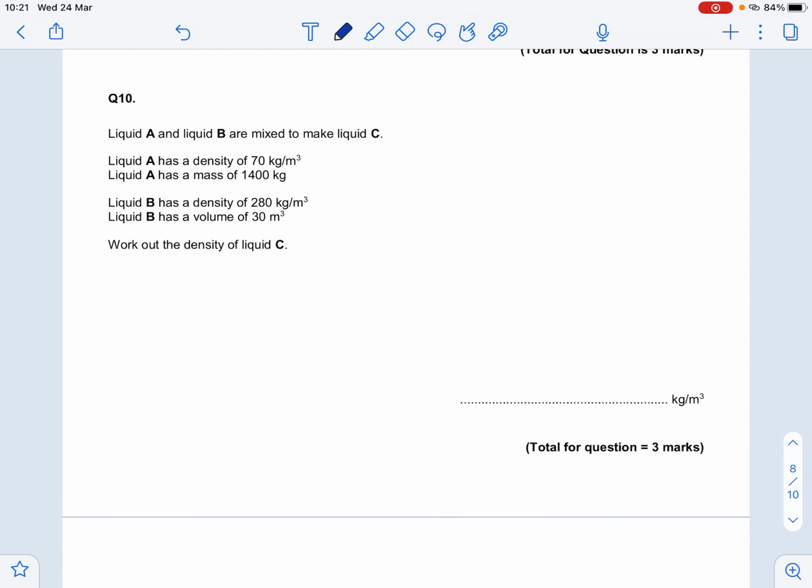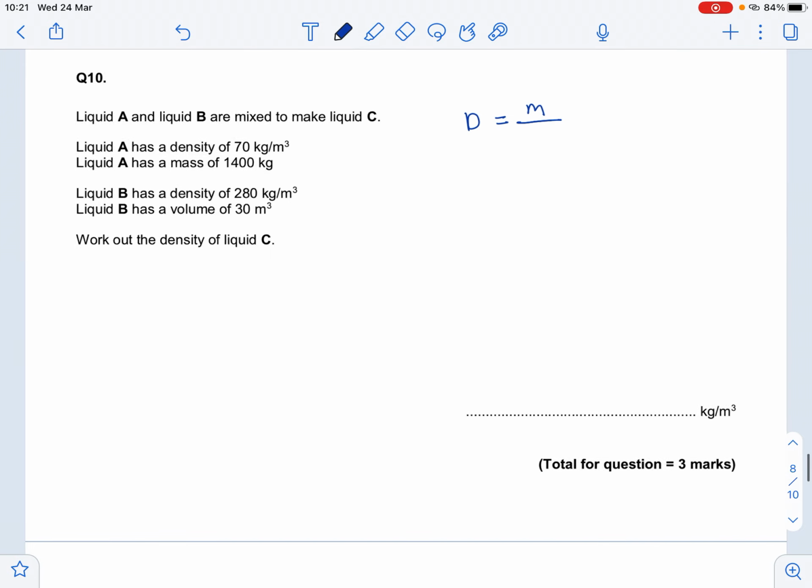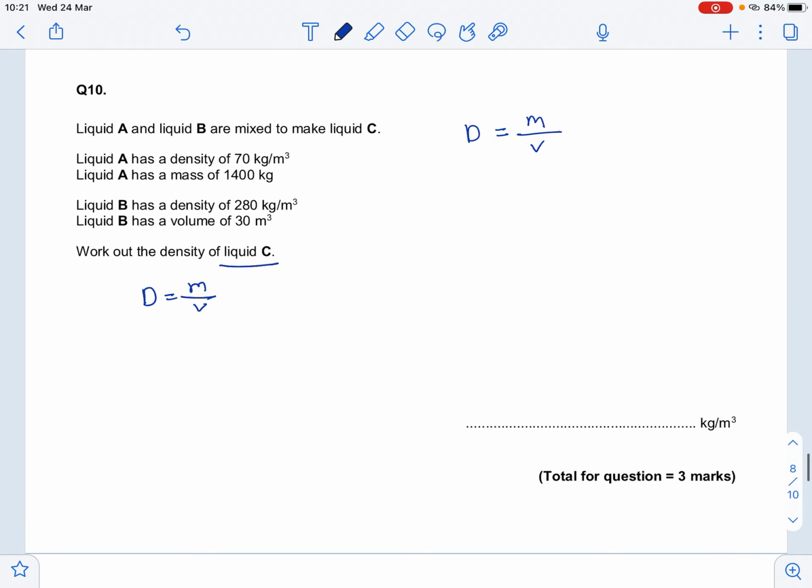So liquids A and B are mixed to make liquid C. This is a density question. Remember, density equals mass over volume. We want to work out the density for C, so we need to find the total mass and the total volume. In liquid A, we have density and mass, so we need to find the volume for A.